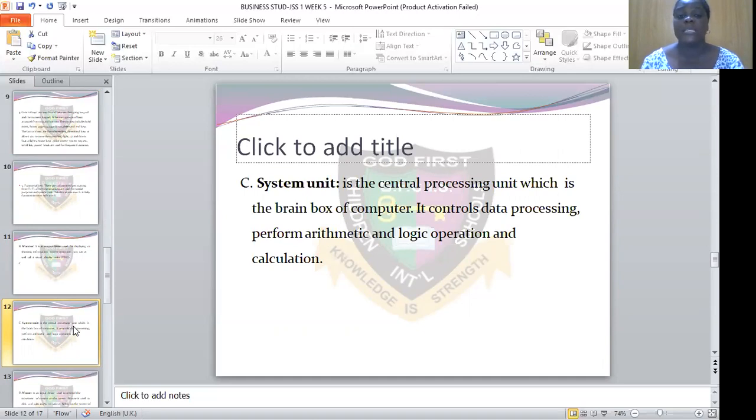It's the brain box of the computer, because it's the one that processes the information that you key in. It can be alphabetical, it can be arithmetical, it can be numerical. There are so many logical operations and calculations. It does the processes of everything.